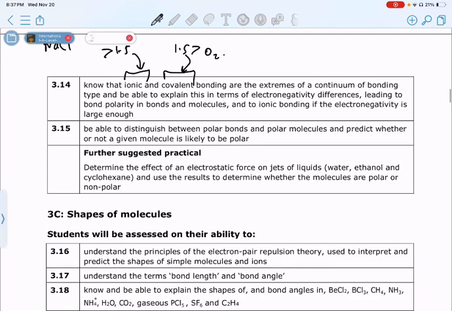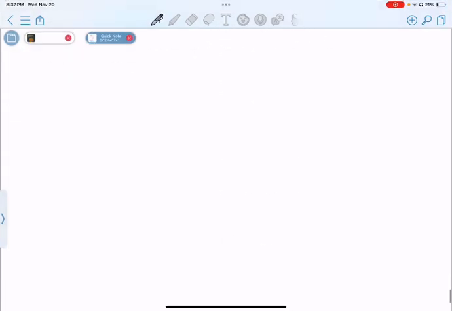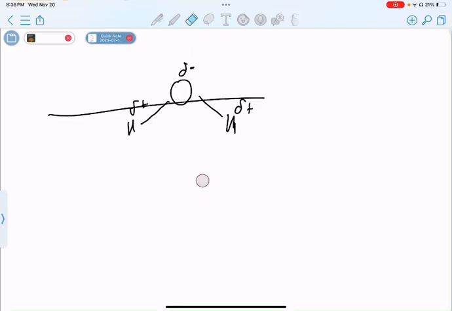Be able to distinguish between polar bonds and polar molecules and predict whether or not a given molecule is likely to be polar. Polarity is given by the electronegativity difference, okay? If you look at H2O, you will have an O, you will have H and H. This will be delta positive, this will be delta positive, this will be delta negative. There is no symmetry here. If you cut it into half or in any sort of orientation, you will not get symmetry. So this is a polar molecule because the charges are differently set, okay? That's how you should remember it.